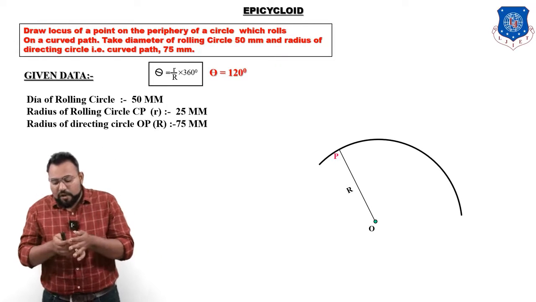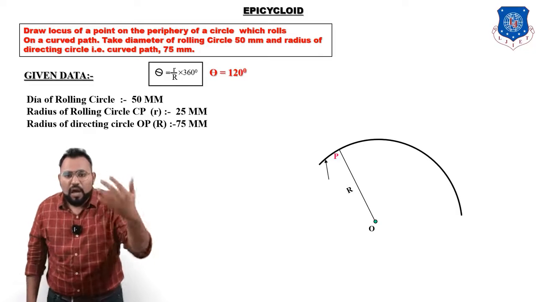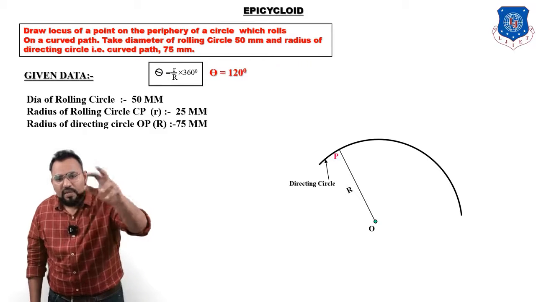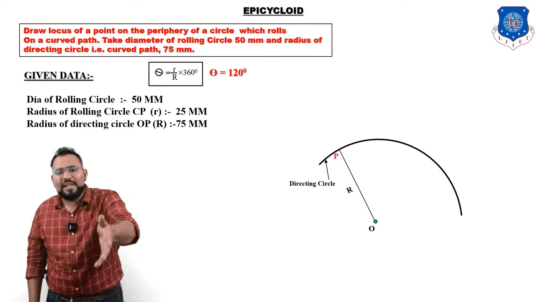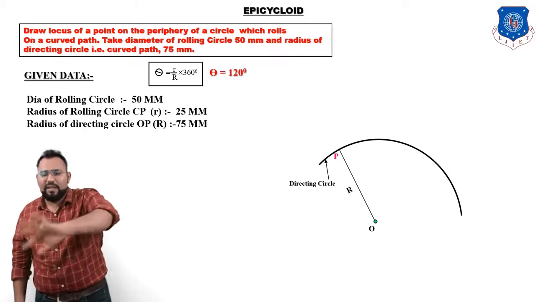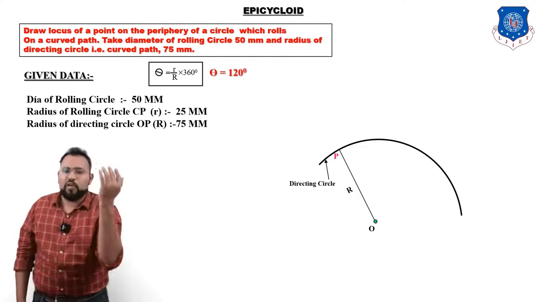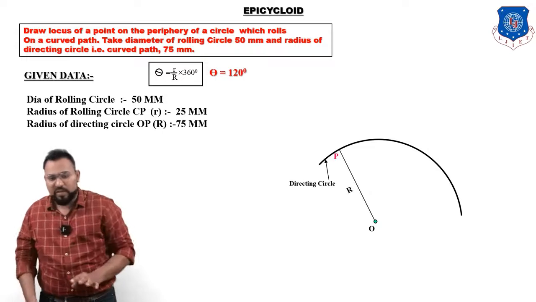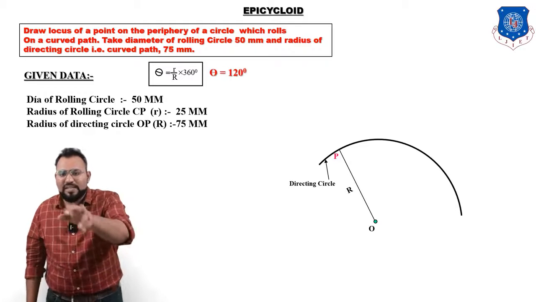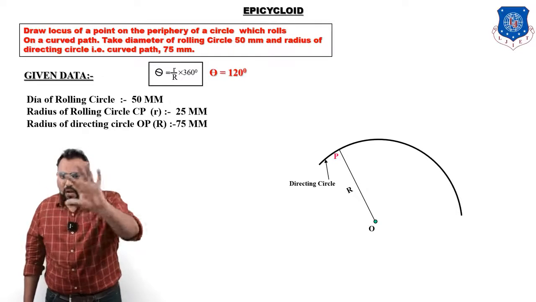Okay, now what we will do? Now we will draw another circle, but before we do this, we will call it a curved path, or you can see that this is a directing circle. We will only take this much portion. We will not draw the whole circle, but we will take this much of the curved path. So here you can see that this curved path is nothing but a directing circle.